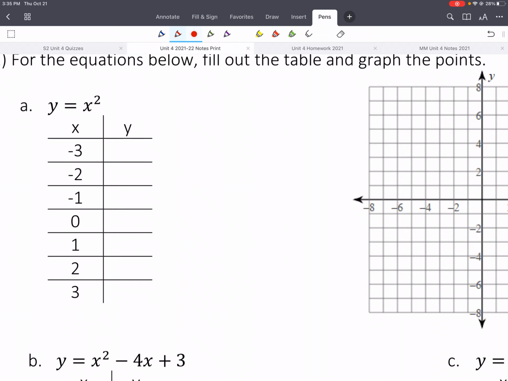Anyways, if we have an x and we want to find a y, we need to substitute it into our equation. So we would end up getting (-3) squared. The parentheses is important. If you're going to use your calculator and you try to square it without parentheses, if you do -3 squared, it's only going to square the 3. It won't square the negative. So it's important to put parentheses, especially when we substitute negative values.